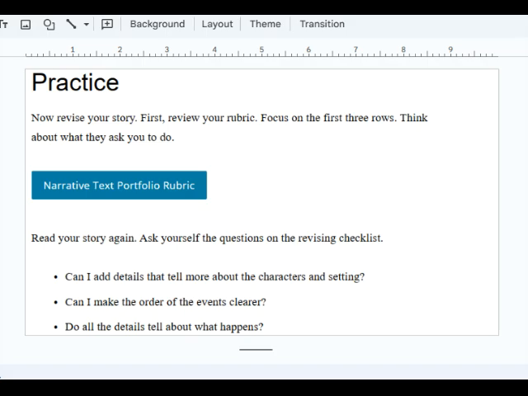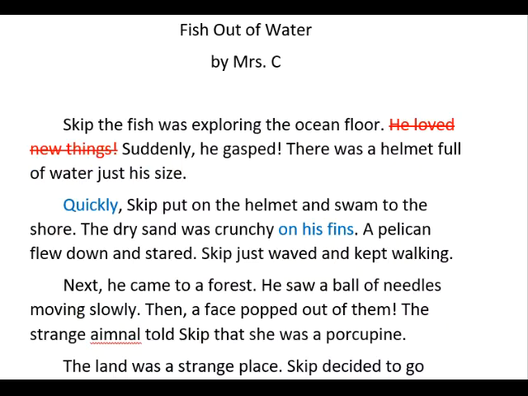So here is my story for my published draft, which we're going to look at later on as well. And if you see red or blue, that's where I've done revising. So revising is when you take out parts or you add parts to make things clearer. Oh, you know what? I added this too. So I also need to put this in blue. All right, so this is my revision.